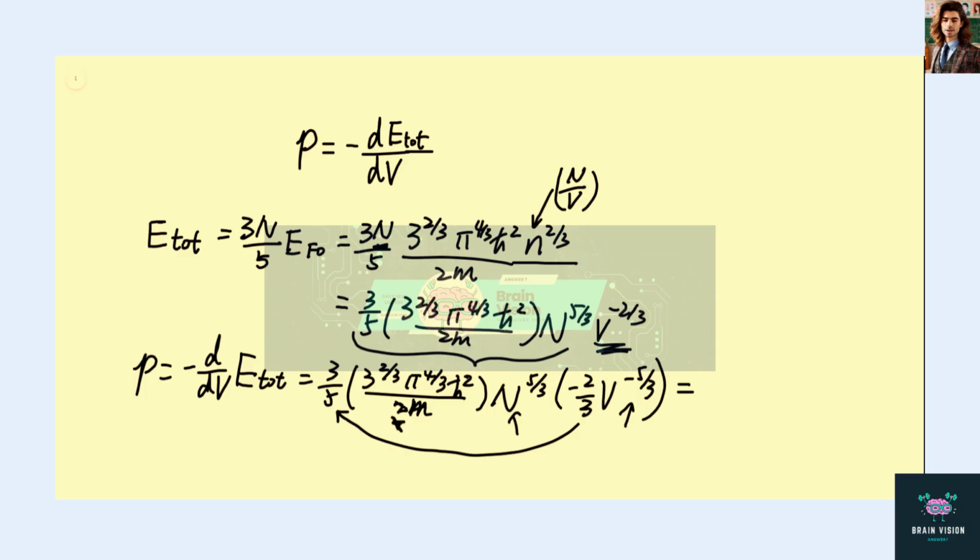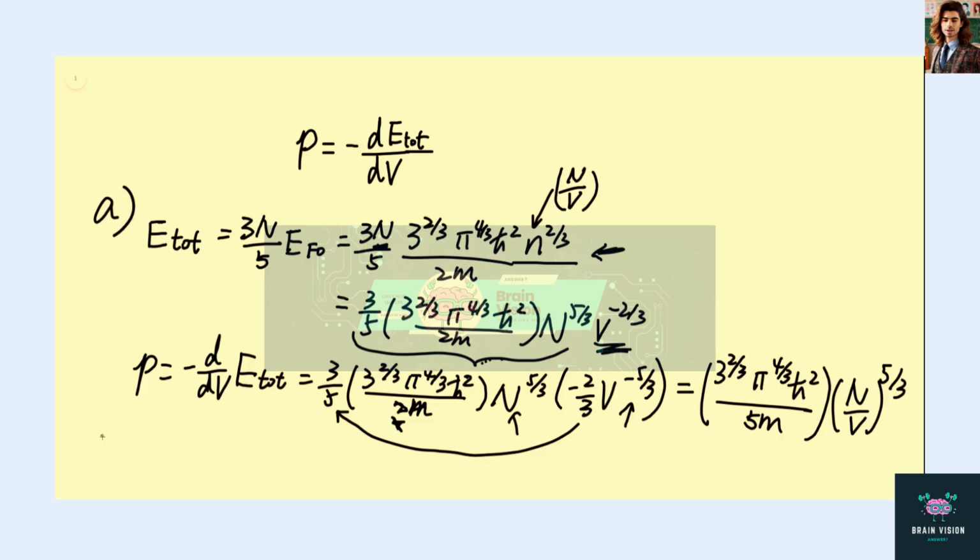So if we simplify this whole thing, it will become (3π²)^(2/3) ħ squared over 5m, and then N over V to the 5 over 3. Compared to this Fermi energy, we can see that we pretty much changed a lot of 2's into 5's. That's the only difference. But that gives the pressure at zero point. And this is for part A. This is where the derivation comes from.